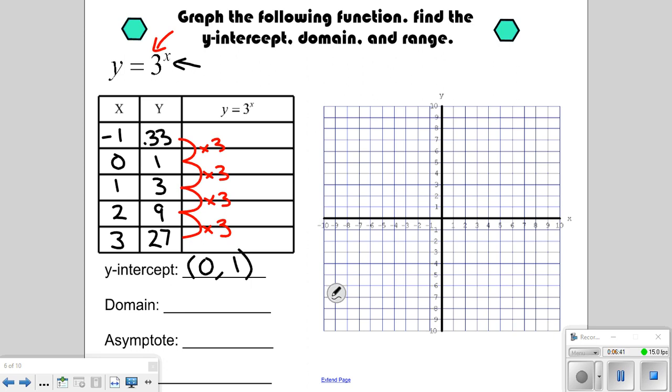Your domain for these: there is no limit on our x values. These are all of our possible x values, remember. So our domain is going to be all real numbers. There is no limit on the x values that we can use in this situation.